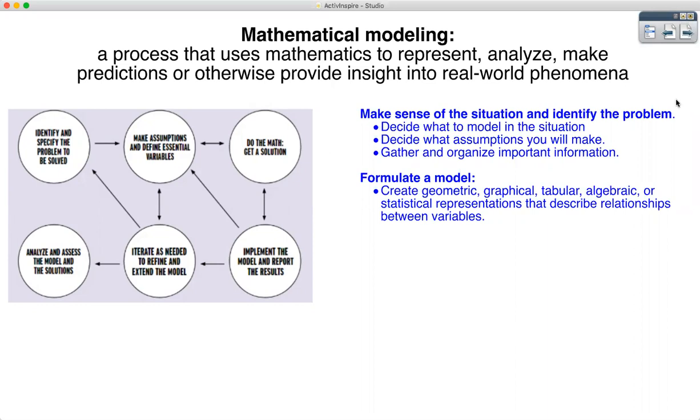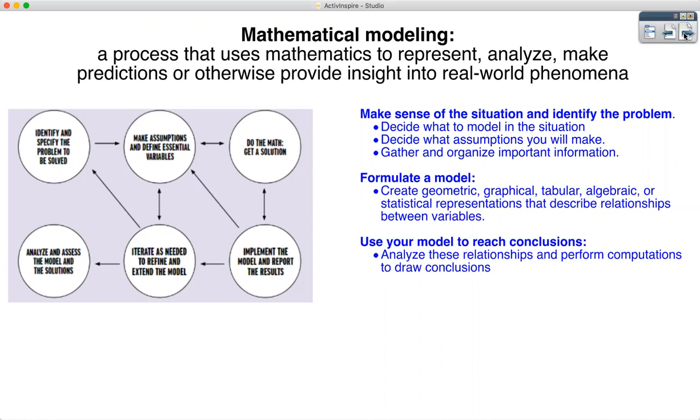After that, formulating a problem is your next task, right? So once you've made sense of the situation and identified the problem, you're going to create geometric or graphical, tabular, algebraic, or statistical representations that describe relationships between variables, right? You're doing the math, if you will. Okay, what's next? Well, next, you use your model to reach conclusions. So you're analyzing these relationships and performing computations to draw conclusions.